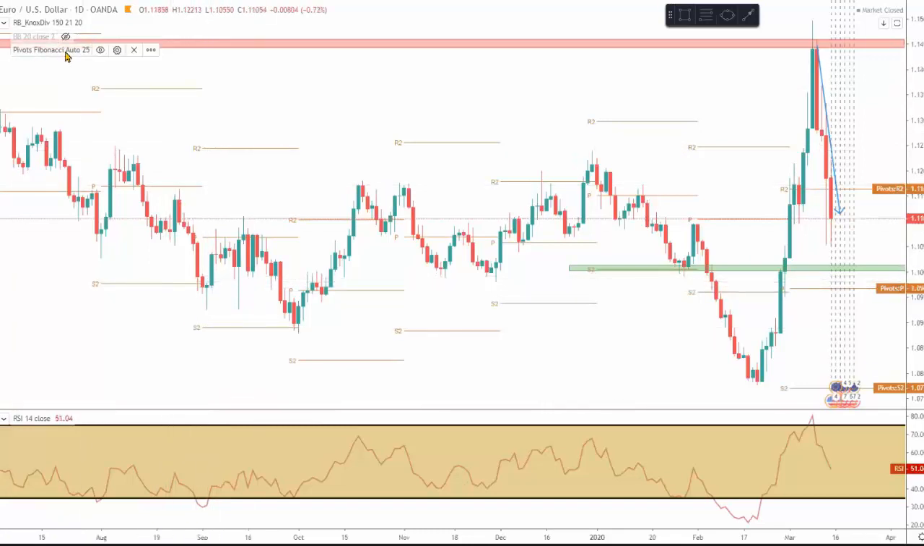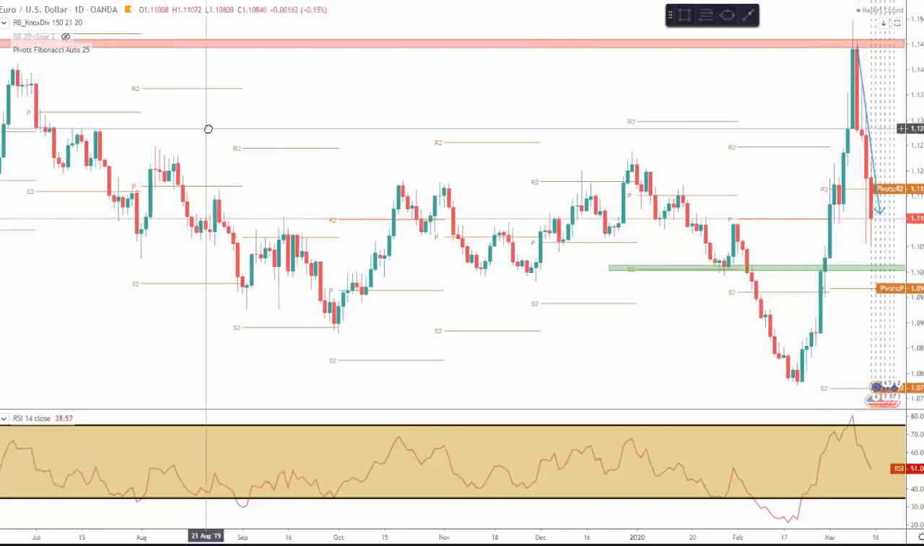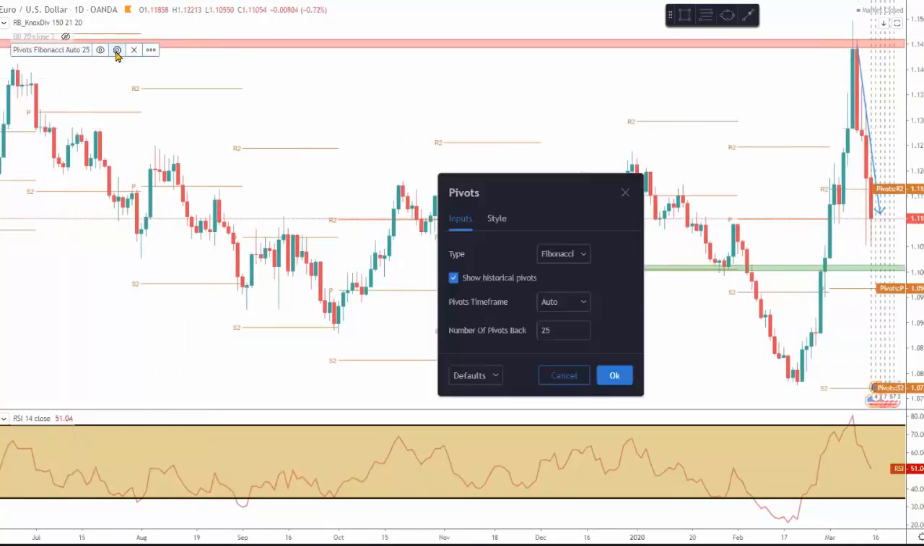If I go ahead and show you the settings I'm using, it's basically standard pivots on TradingView. I use the Fibonacci. There's a few other ones in here. I like the Fibonacci, and I use the pivots on auto, so the pivot will move based on what time frame you're on. And then I do 25 periods back, which I think the default is 20.